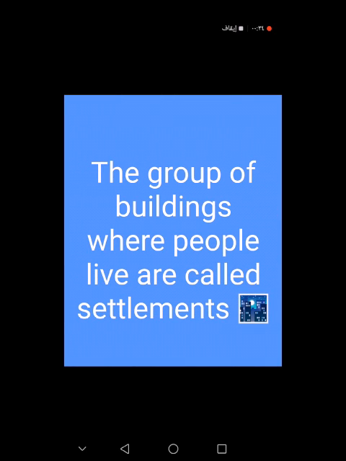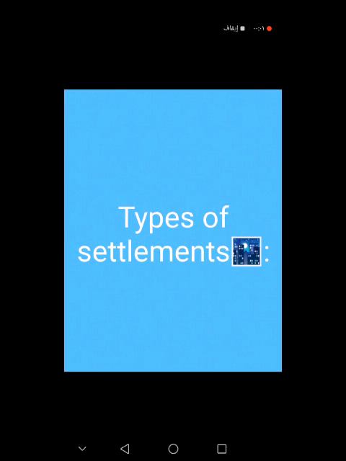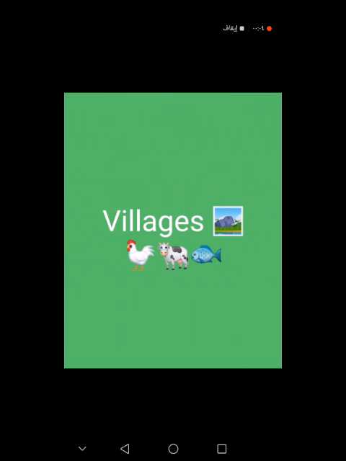A settlement is a group of buildings where people live, and there are many types of settlements, like villages, towns, and cities. The first type of settlement is called villages.